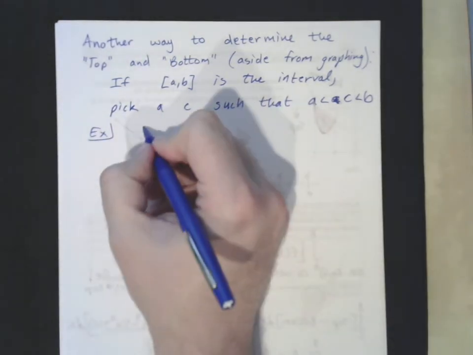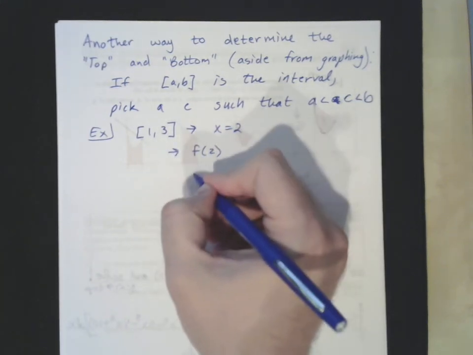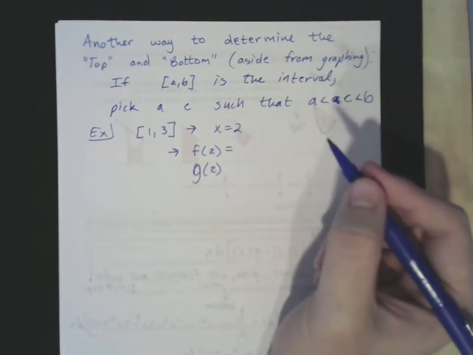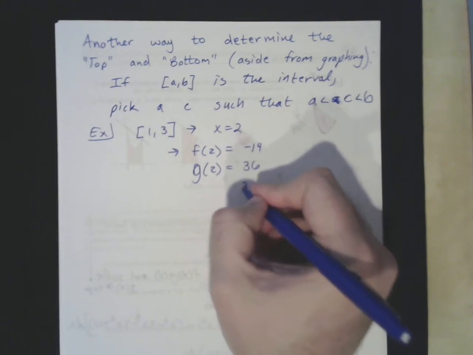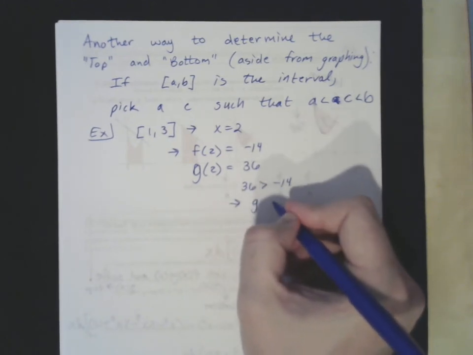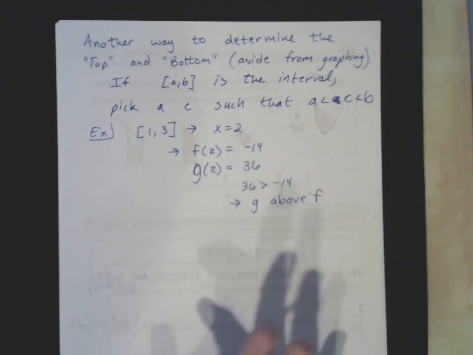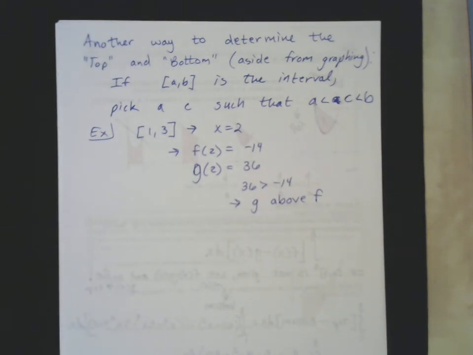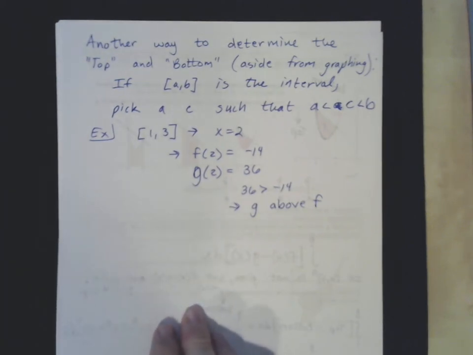So in our last problem there, we had the interval 1 to 3. So we could pick x equals 2 and then look at f of 2 and look at g of 2. And f of 2, being the first function, is negative 14, and g of 2, the second function, is 36. And so 36 is bigger than negative 14, which means that g is above f. So that's another way to do this. Now this does have some issues. So graphing is still the best potential way to do this. But the issue with this method is what happens when there are multiple intersections of the graph. Now, for most of our graphs, we're not going to deal with that, but just keep that in mind. So if you're not going to graph it on your calculator, you can always do this. And this is a faster method, a little bit, relatively speaking, than putting it into the calculator.